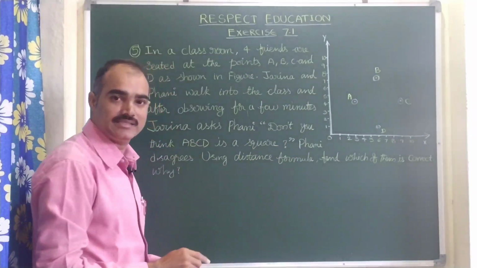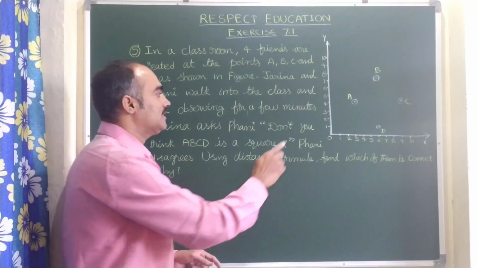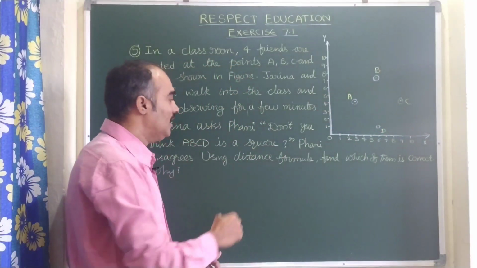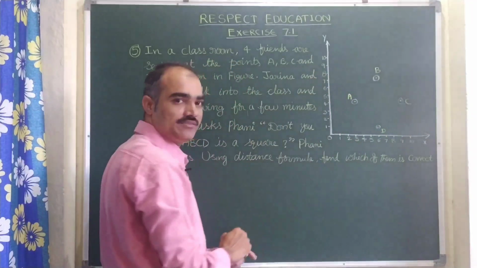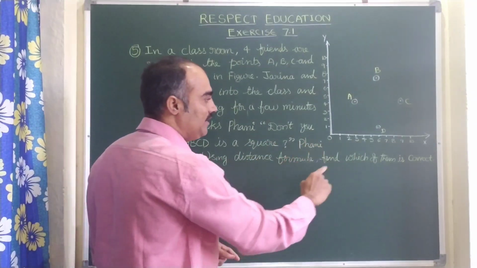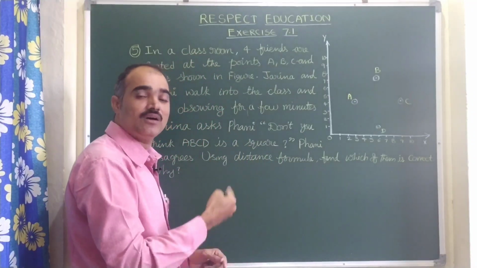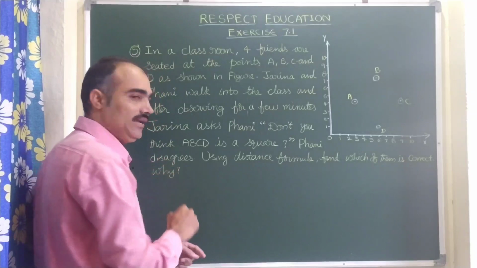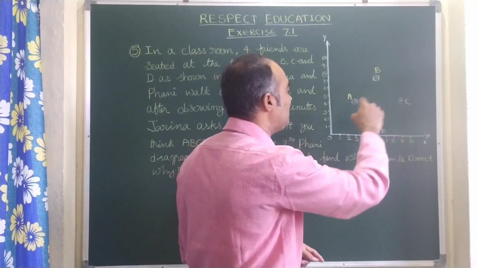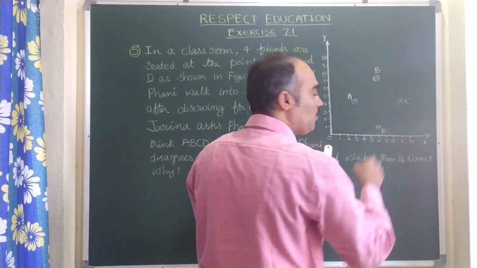Funny disagrees, means Funny did not accept. Here 2 cases, Jarina says that ABCD is a square, whereas Funny is saying that that is not a square. Using distance formula, find which of them is correct, means whether Jarina's statement is correct or Funny's statement is correct. Why? We need to give reason also. See here, these are the given points ABCD. Let us find the values of these points.